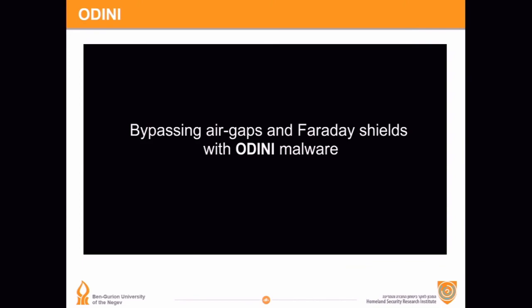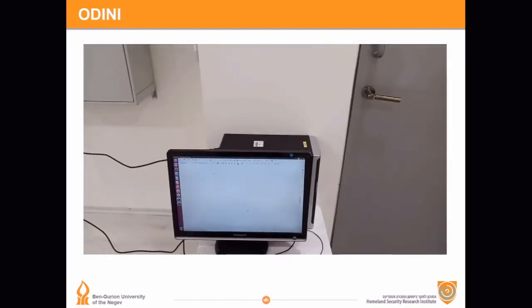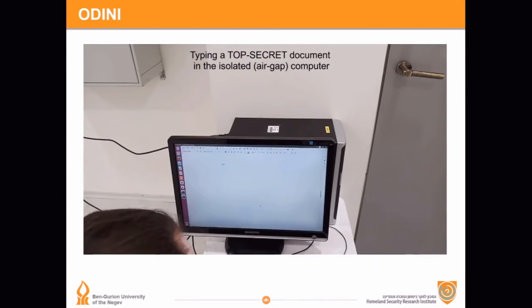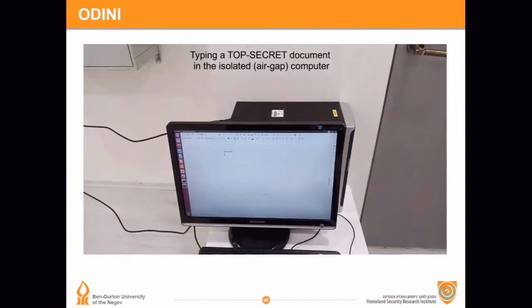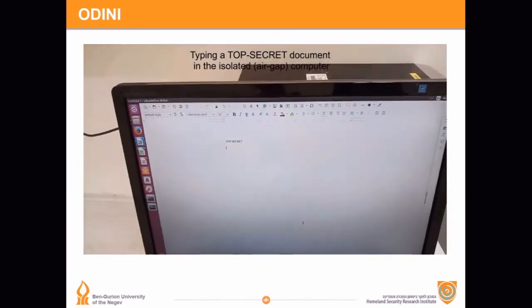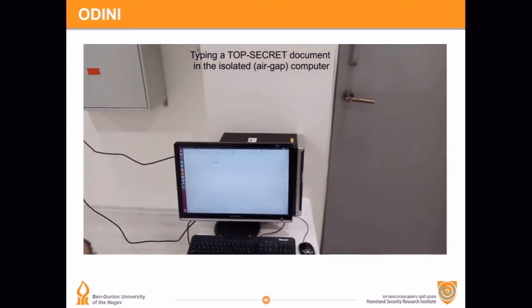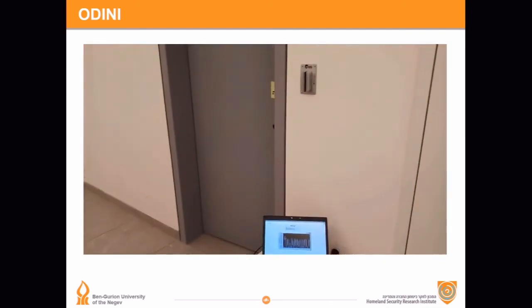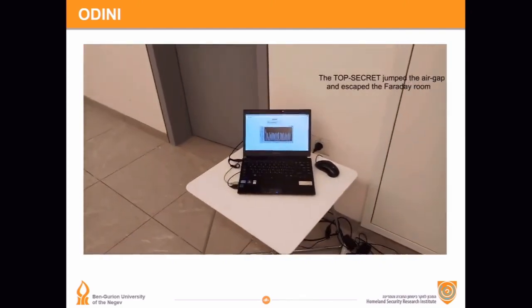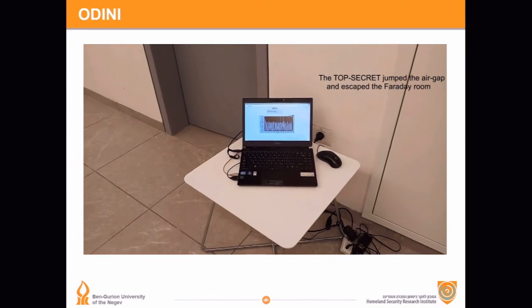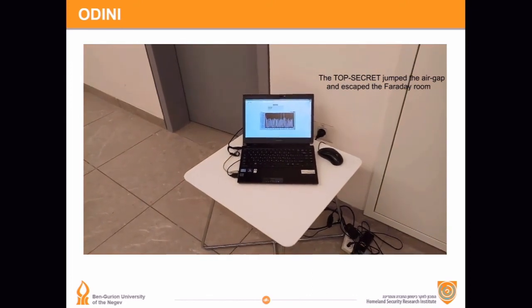Now let's see Houdini in action. Again, we type our top secret document on the air-gapped Faraday cage computer. And let's see what happened outside the Faraday room. The top secret document jumped the air gap, bypassed the Faraday cage, and was received by the computer outside.